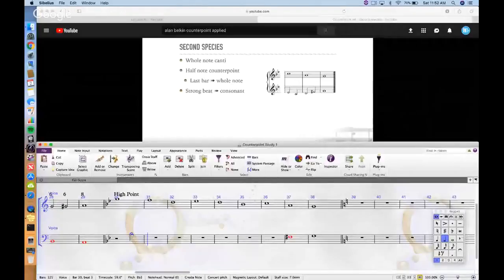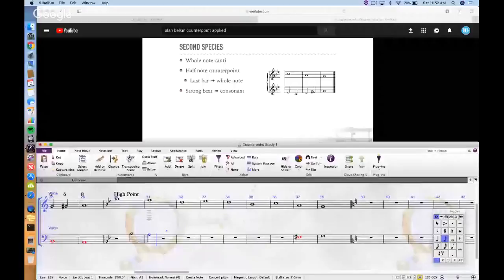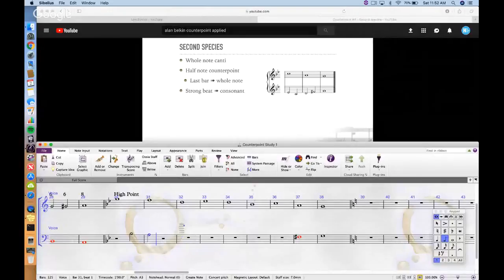I can follow this down. If this is stepping down and this is stepping down, the intervals are the same, so that's still a sixth. I can create another note here. A, oh nope, that would create a fourth. So I cannot do that, okay? So I'm going to create another consonance here.